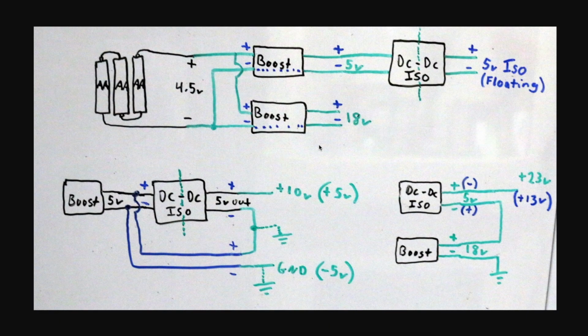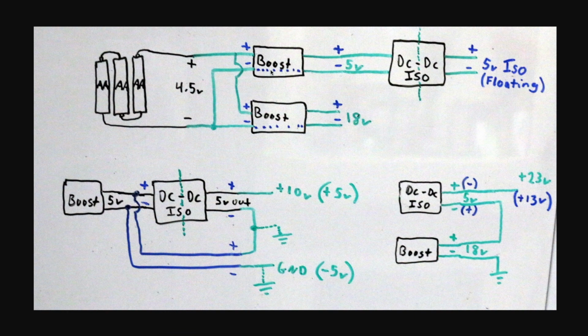This top circuit is a representation of the test setup I have. So I have three AA batteries giving me about 4.5 volts. It's actually a little less because these three AA batteries aren't so fresh. I have two identical boost converters. One is adjusted to give plus 5 out, the other gives plus 18 out. So I'm taking this plus 5, putting it into this DC to DC isolated converter, getting isolated floating 5 volts out. So these bottom circuits represent a few experiments.